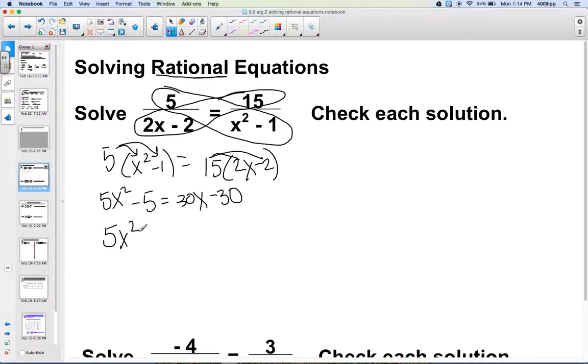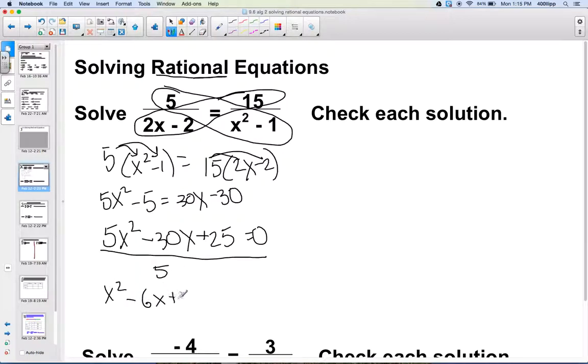So I'll get a 5x squared. Subtracting 30x, I'll get a minus 30x. And then I'll add 30 to both sides. 30 minus 5 is a 25. Setting that equal to 0, I can see that 5 can go into everything. So since it's an equation, because it's equal to 0, I can divide everything by a 5 and simply get x squared minus 6x plus 5 is equal to 0.